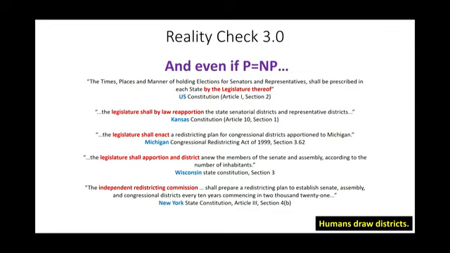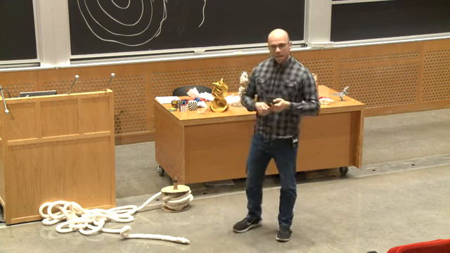Interestingly, this is not true in certain parts of Mexico where they actually make you compare your districting plan against a computer-generated one, which is philosophically really interesting, although in practice it doesn't work terribly.